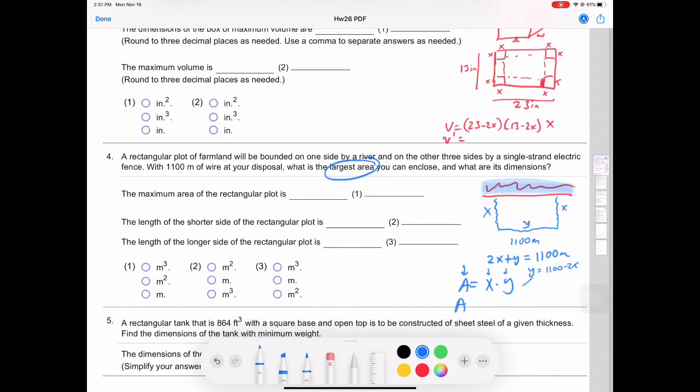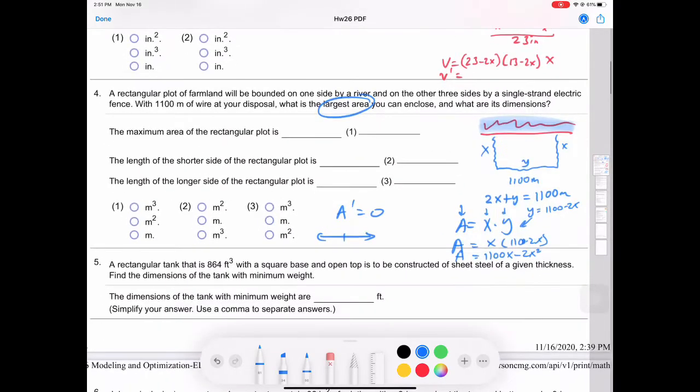We plug that y in. x times (1100 minus 2x). And now we can see it's really just not that hard of a question. It's 1100x minus 2x squared. And then I could optimize this by taking the derivative. So find what A prime is and set that equal to 0. Those are the critical points, and we can then test using our sign chart if it's a maximum or minimum at those values, if I have more than one. In this case we only have one.